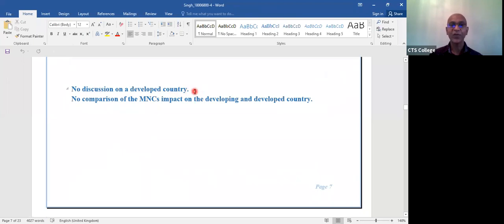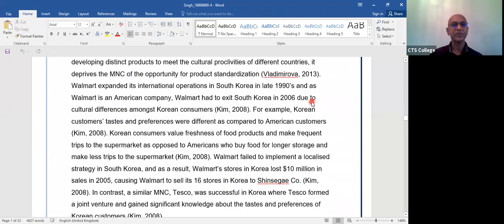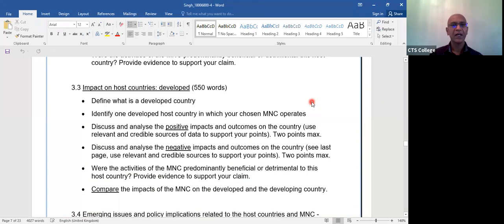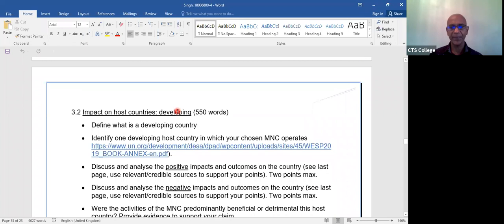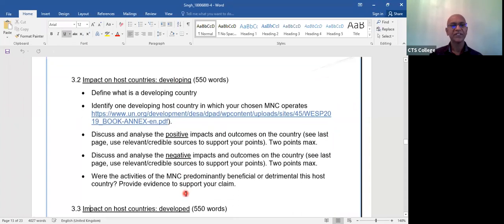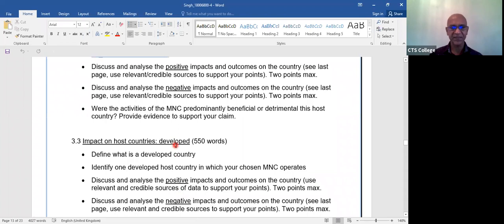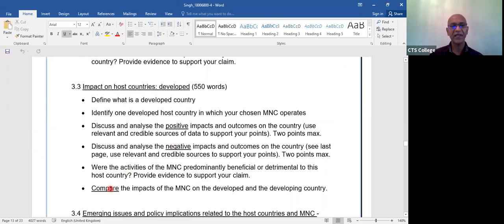So that would have resulted in a lower mark. And since the student did not discuss a developed country, the student was not in a position to provide a comparison of the MNC's impact on both developing and developed. Recall from our structure. In our structure, we are to discuss one developing, positive and negative. You are to discuss one developed, positive and negative. And then you must compare the impacts of the MNC on both the developed and developing country.